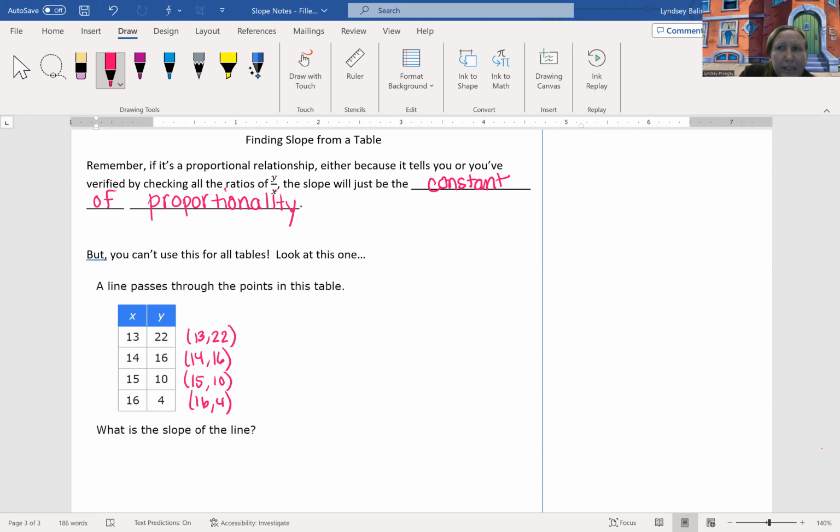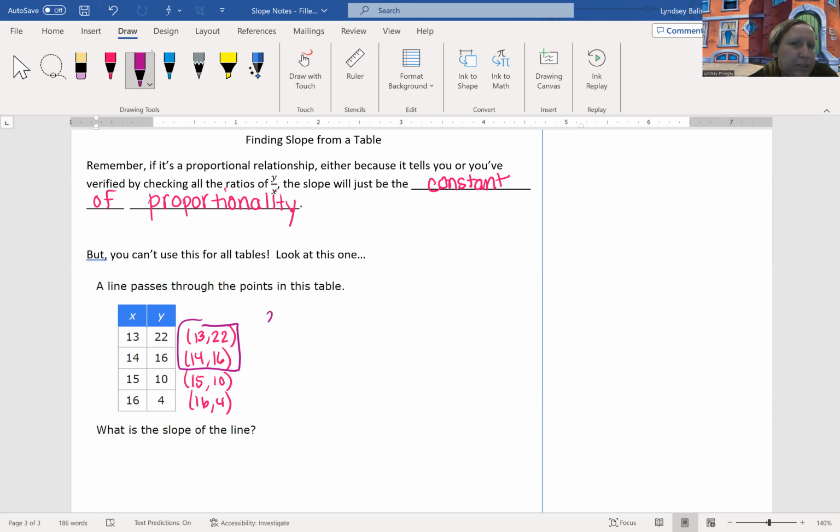So all we need is to choose two of those ordered pairs and do what we did with our ordered pairs, which is subtract our y's and subtract our x's and simplify. Okay, and it should not matter which two you do. I'm going to just use the first two and see what happens. So subtract your y's, subtract your x's.